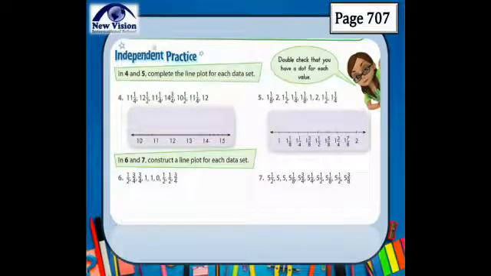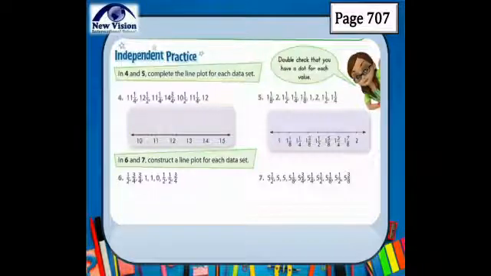Okay, it's time to check your answers. Let us answer independent practice, page 707. In 4 and 5, complete the line plot for each data set. Okay, so our number line is given. Let us put the data above the numbers.